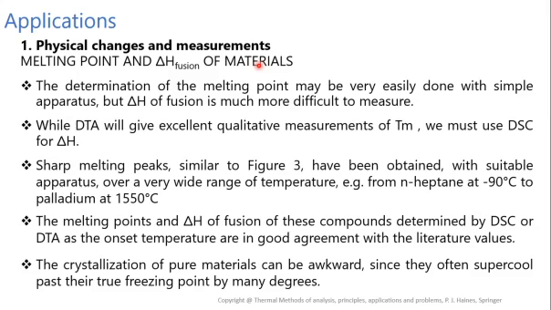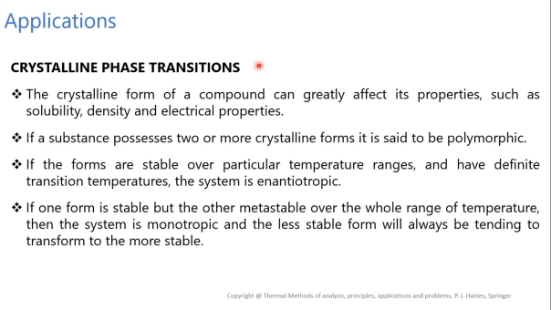The melting points and the delta H of fusion of these compounds, determined by DSC or DTA as the onset temperature, are in good agreement with the literature results. The crystallization of pure materials cannot be relied upon, since they are often supercooled past their true freezing point by many degrees. Then the next one is the crystalline phase transition.